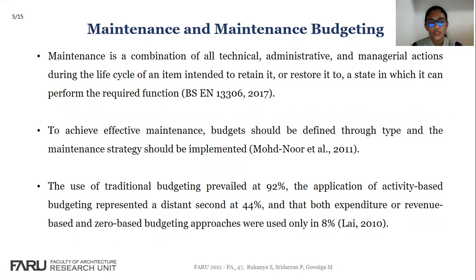According to the literature review, there are different types of maintenance budget methods, such as historical-based maintenance budget, activity-based maintenance budget, and zero-based maintenance budget. And also, there are different types of maintenance strategies, such as planned maintenance strategies and unplanned maintenance strategies. The use of traditional budgeting is higher than the other budget practices. It can be seen that 92% of the building practitioners are practicing historical-based maintenance budget.